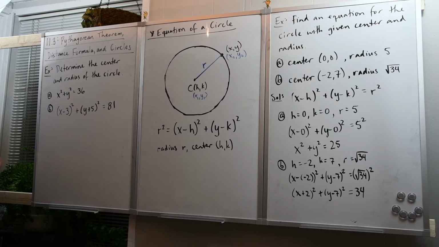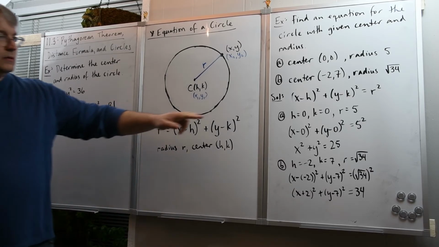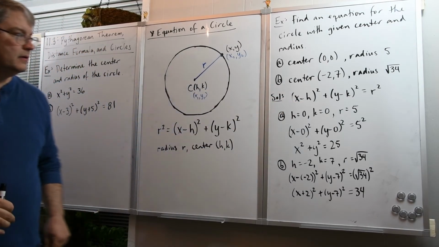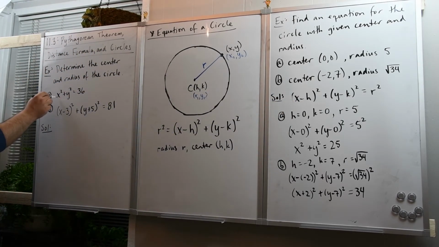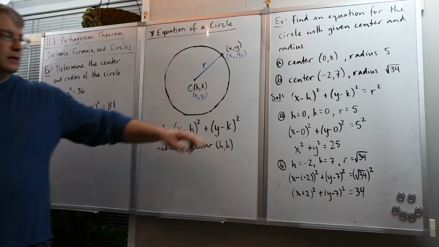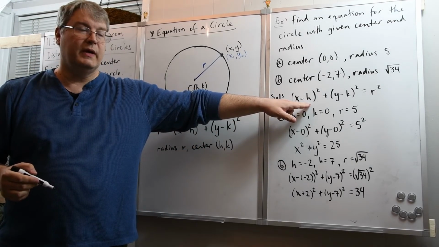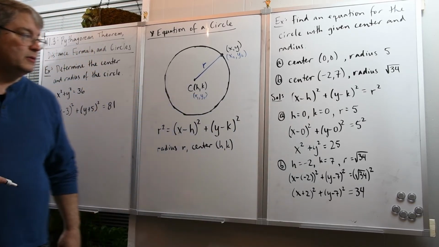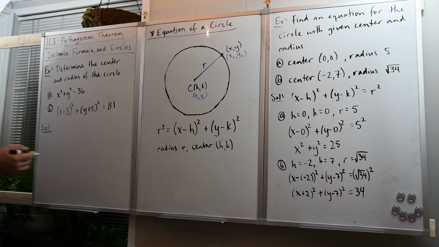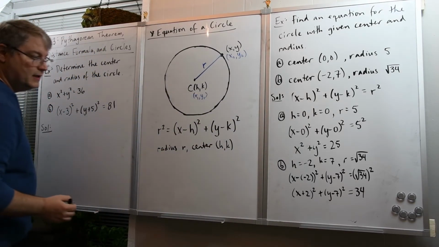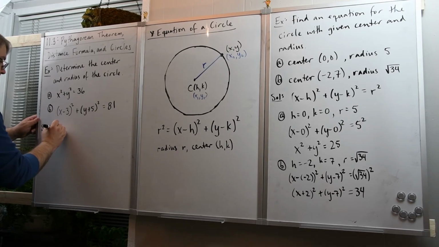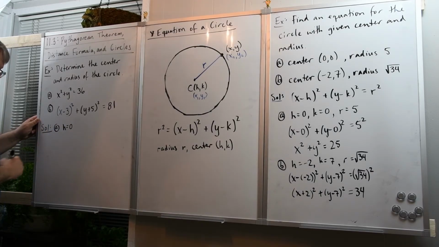So let's compare, in part A, this equation to what we're seeing here. Well, x squared is the same thing as x minus 0 squared, so that's going to mean that h is equal to 0. Now that's important for us because h is the first coordinate of the center of the circle. So let's go ahead and write that down. We have h is equal to 0.